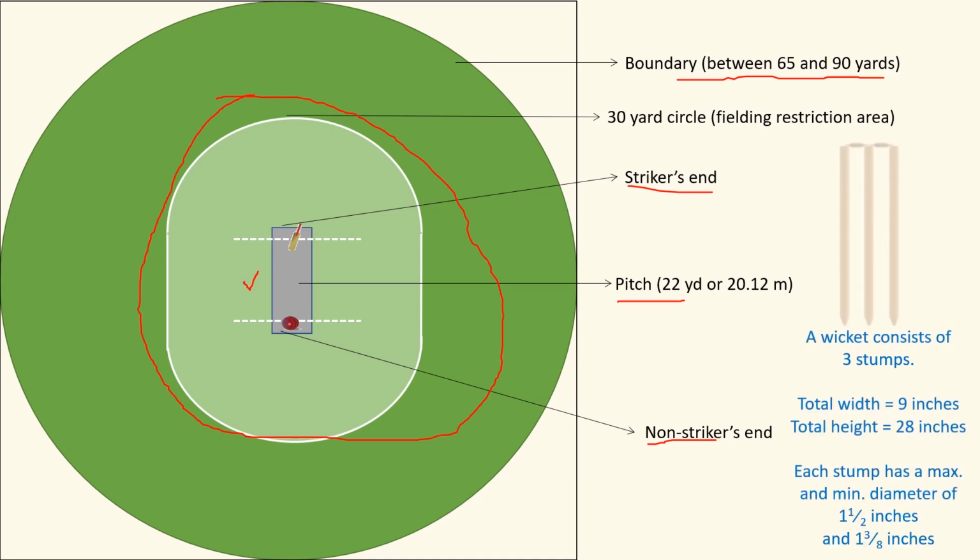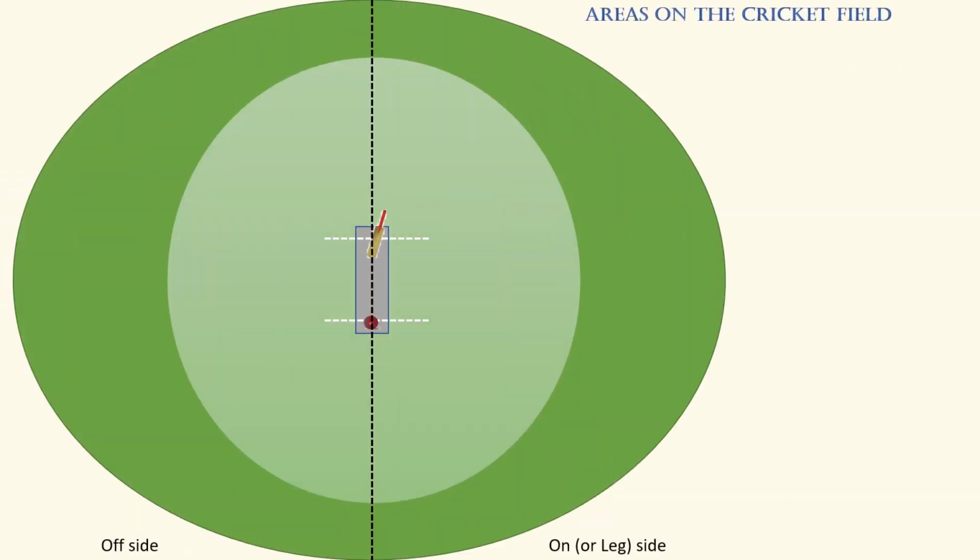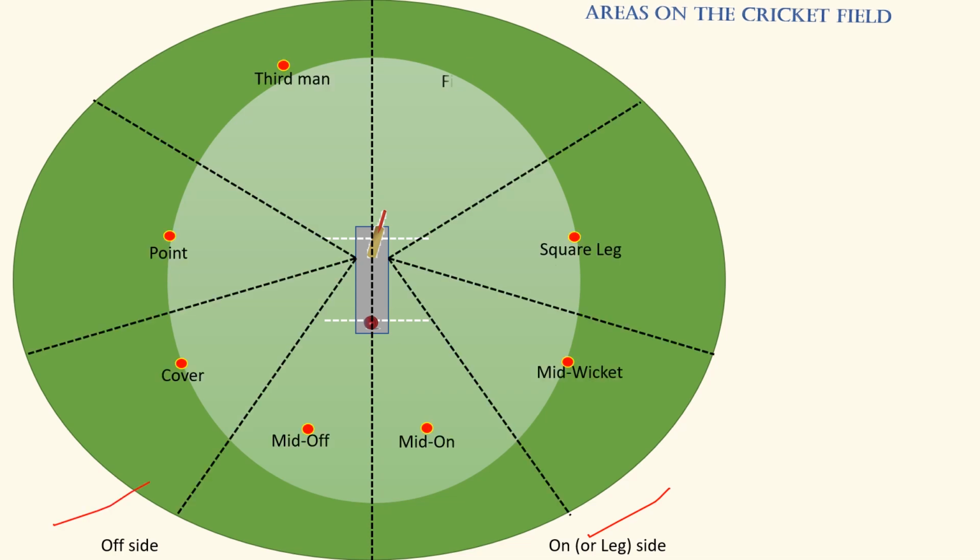The important piece of equipment that is used on the pitch is wickets. Wicket comprises 3 stumps and 2 bails. These 2 bails are very important as a batsman cannot be bowled out unless the bails are off. Dimensions of the wicket are shown here on the screen. Cricket ground can be divided into 2 halves, the onside and offside, and then there are broadly 8 areas called square leg area, mid-wicket area, mid-on area, mid-off area and so on.